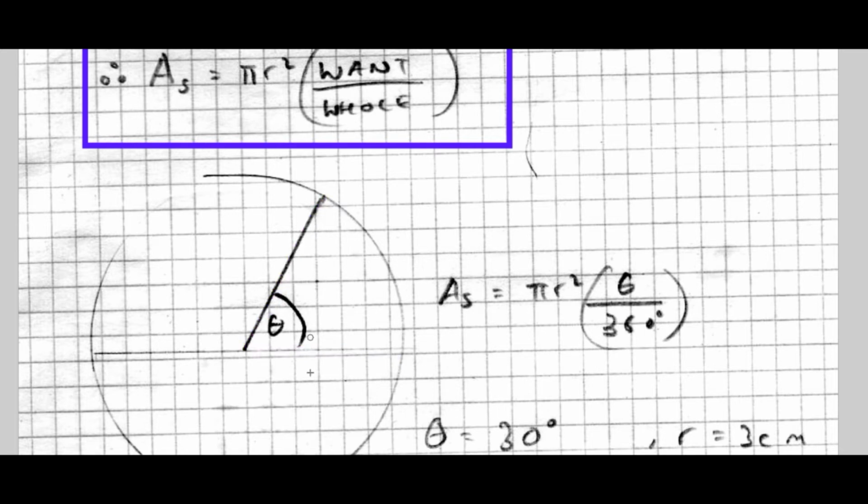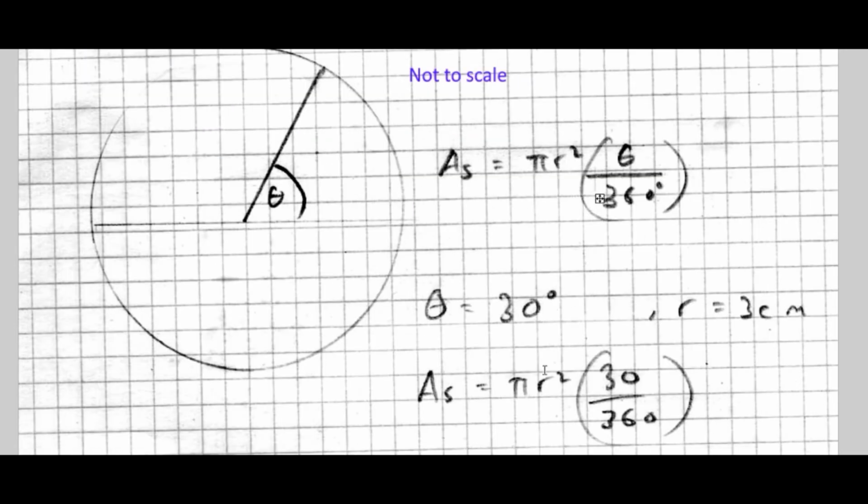The angle theta has been given, let's say it's 30 degrees. It's a lot more than 30 degrees, but that's what we're going to go for in this diagram. Not to scale would be the phrase used. Let's make sure you've got that there so I don't get any comments. Not to scale. There you go, not to scale. We like that there. So we're going to use what we said earlier, pi r squared, what you want, which I'm just going to call the angle theta, divided by the whole, which is 360 degrees.